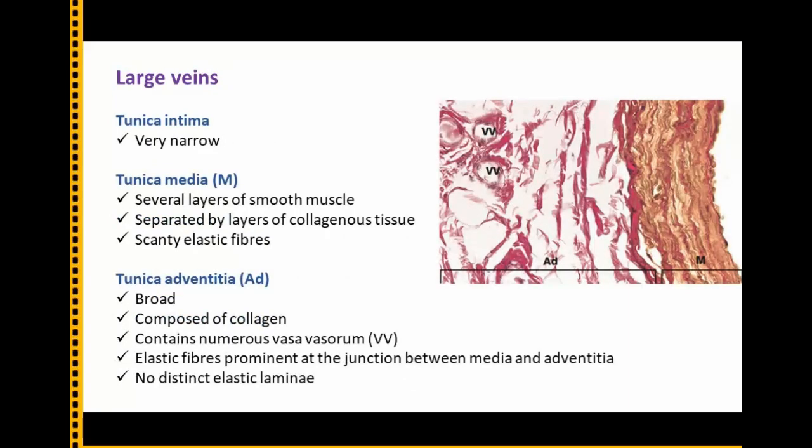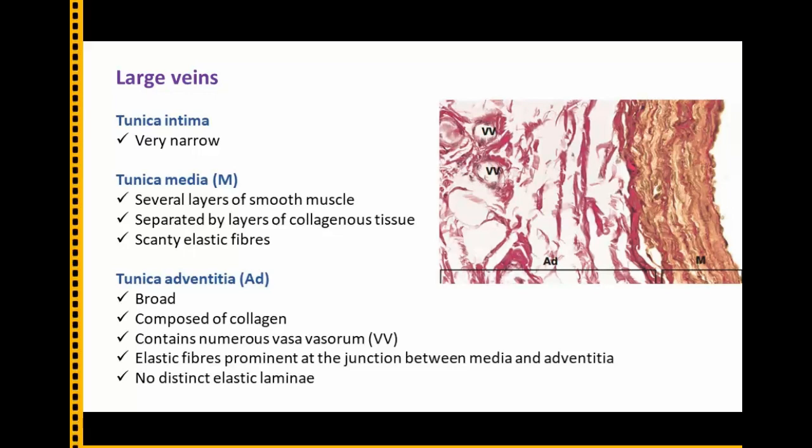Large veins. Here the tunica intima is very narrow. And the media has several layers of smooth muscle, depending on the size of the large vein. These smooth muscles are separated by layers of collagenous tissue, and in between them there are elastic fibers.